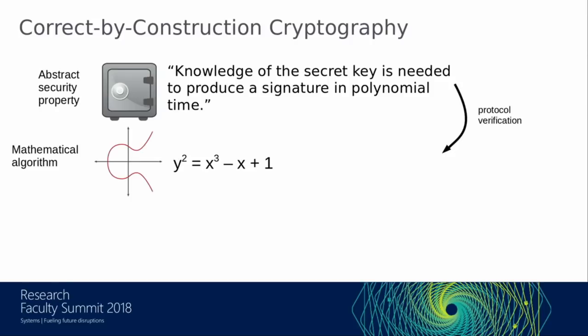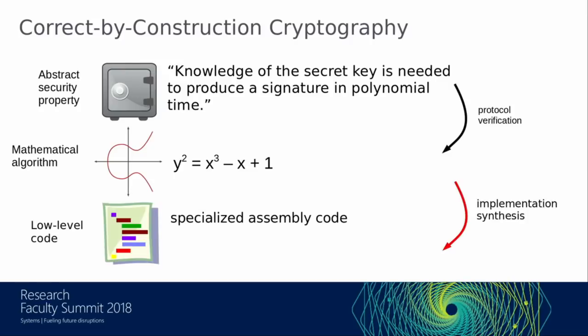And then we can apply the idea of protocol verification to show that some mathematical algorithm provides that guarantee subject to standard assumptions. And then we could do, for instance, implementation synthesis to come up with low-level fast code that provably implements that algorithm. I think the next talk in this session will talk about the other direction, implementation verification, where you have the code already and then you're going to prove that it implements the algorithm. But let me talk about the downward direction, the way I've drawn this here. Implementation synthesis is what I'll be focusing on in this project.